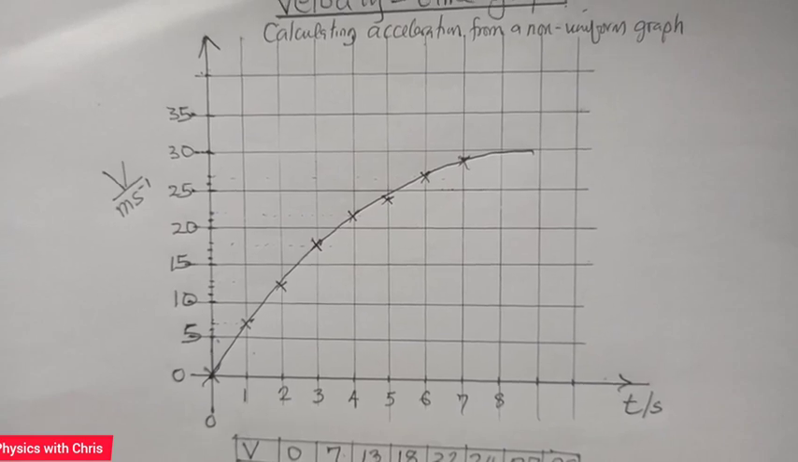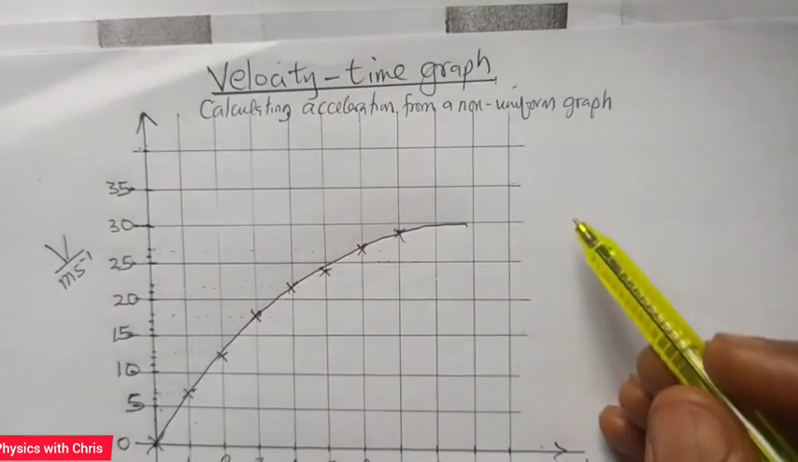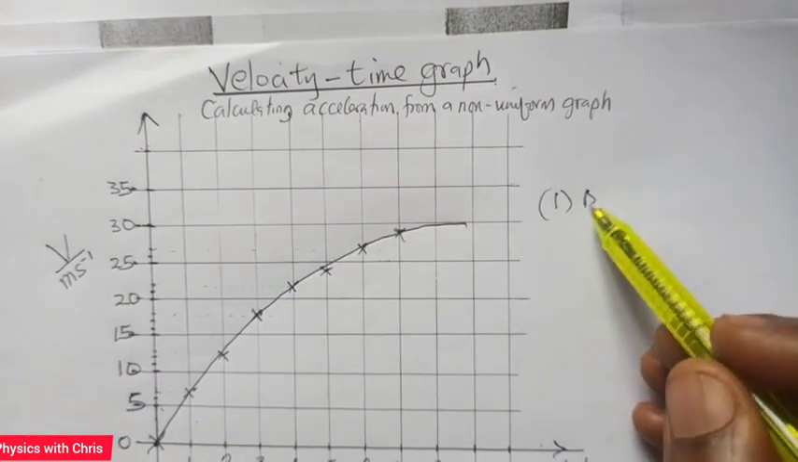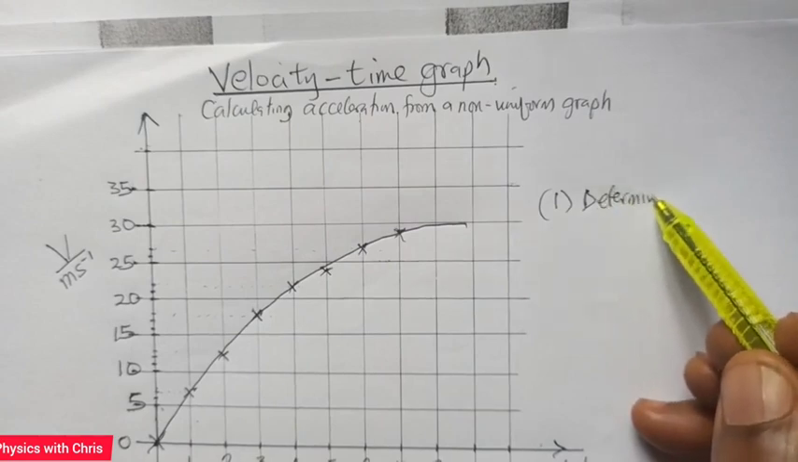So here they will ask you 1 or 2 questions. Number 1, they want you to determine the slope of the graph, to determine the acceleration of the body.